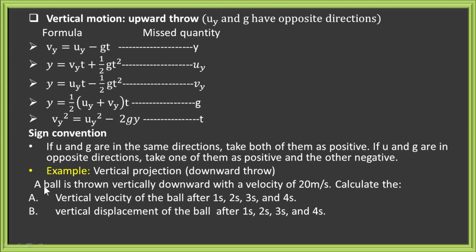Let us do an example for downward throw, vertical projection downward. A ball is thrown vertically downward with a velocity of 20 meters per second. Calculate A, the vertical velocity of the ball after 1 second, 2 seconds, 3 seconds, and 4 seconds. B, the vertical displacement of the ball after 1 second, 2 seconds, 3 seconds, and 4 seconds.